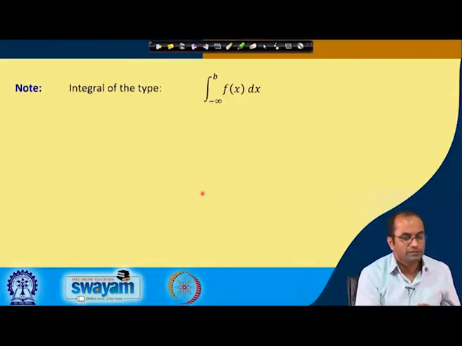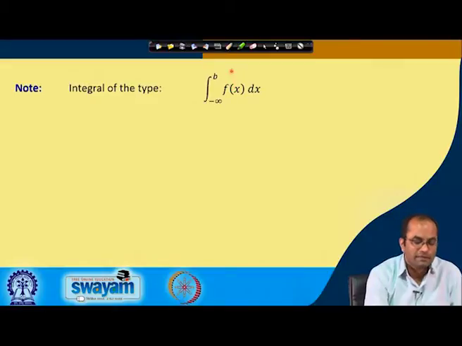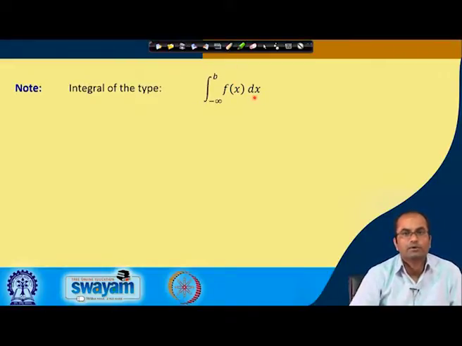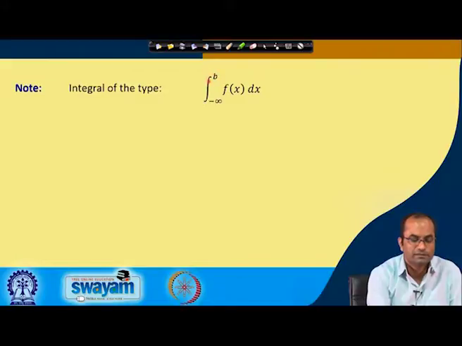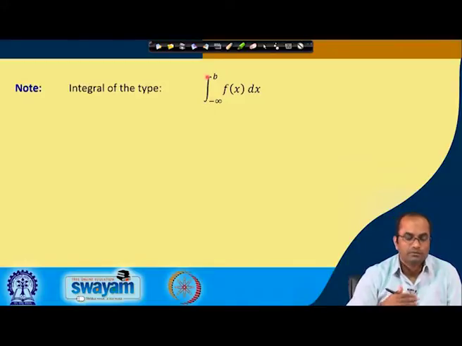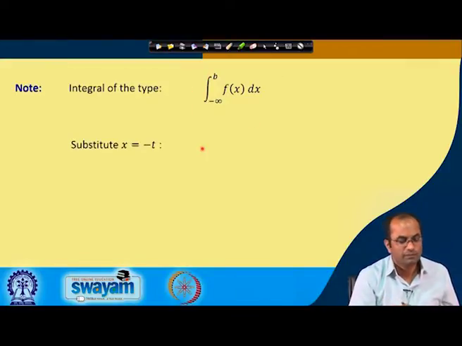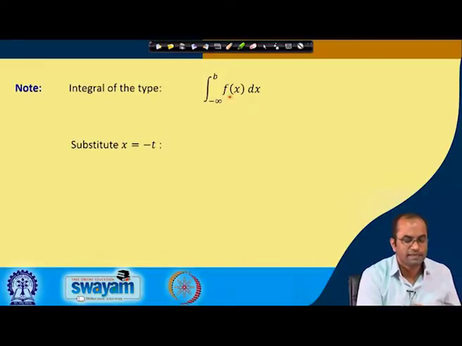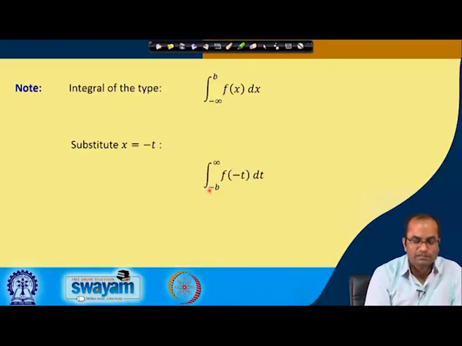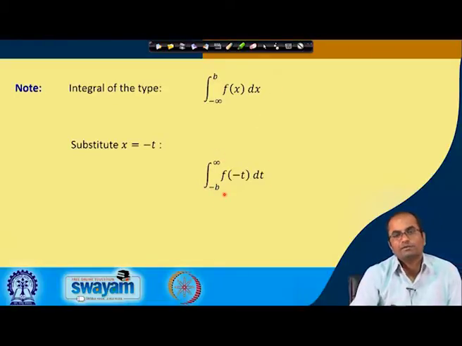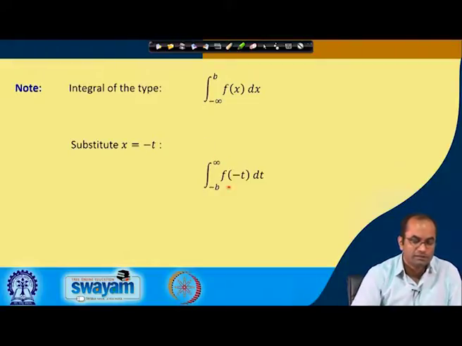Just a note here: integrals of the type minus infinity to b of f(x) dx, we are not normally discussing. We are just discussing the integrals where we have infinity in place of this b, the a to infinity type of integrals. But this we can also easily deal with, because we can substitute, for example, x equal to minus t, and then this integral will be just minus b to infinity. So again we have a similar type of integral, where the infinity appears above, which we discuss for convergence.